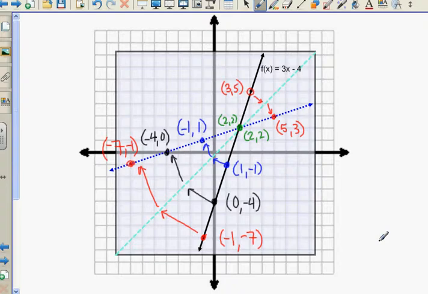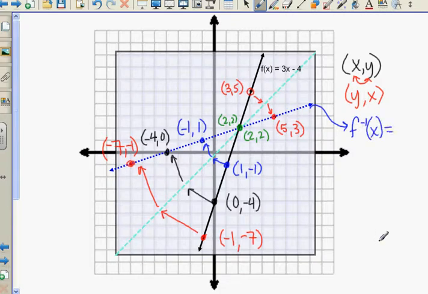Okay, so on our original function f of x, every x, y point that we had switched. It became y, x. Every point switched spots. What I asked you right at the end was about this new inverse, and this is our notation: we call that f inverse of x. I wanted to know what its equation is. If you look at that dashed blue line, we can see our slope is 1/3, and we're rising.